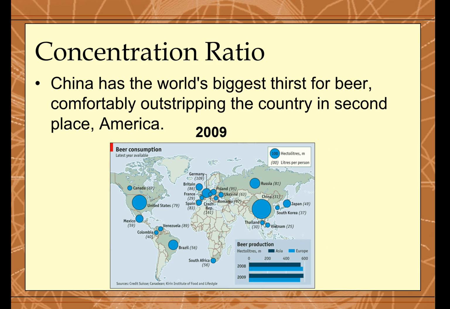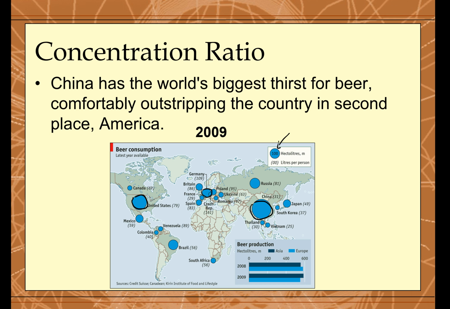Now China is the world's biggest market for beer, right? It's far bigger than the United States, which is number 2, and Germany, which is number 3. So you can see the size of the circle right here shows you the size of the market in terms of hectoliters. And China has the biggest one right here, bigger than the United States right there. And Germany is about number 3 right there.